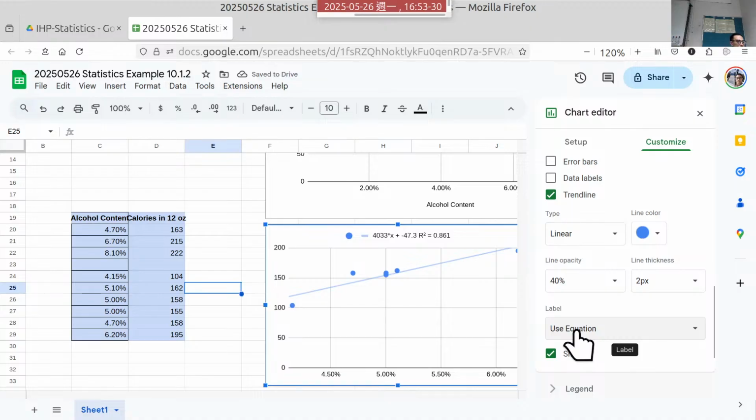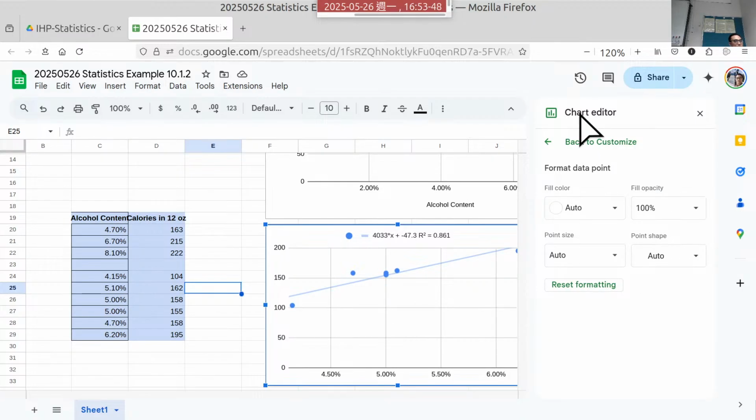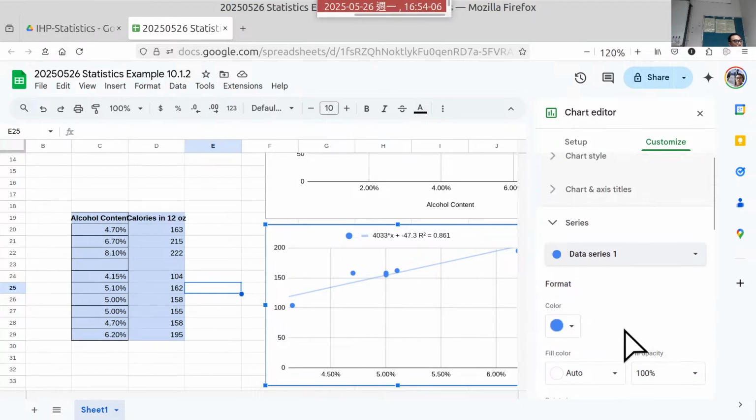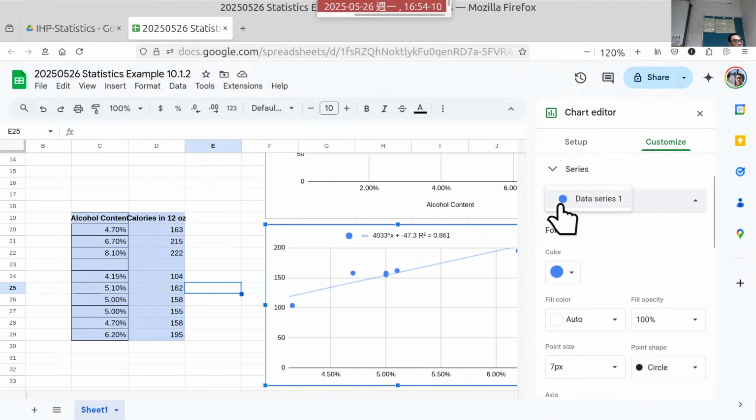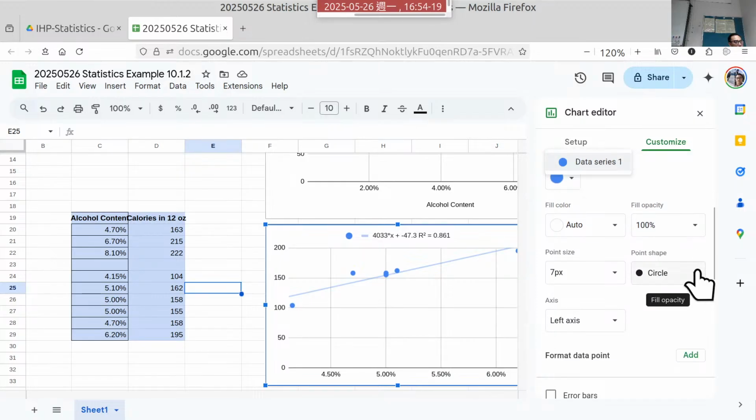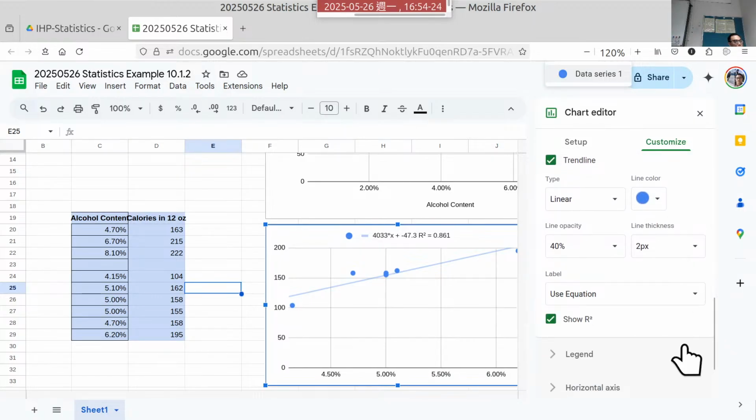Okay, got it. Oh, finally. Okay, and if you want to show the R square, the R square is here, and to show the equation, click here, click chart editor, and click customize, and move to series, and here is a label, and please click use equation, and the equation is popping up like this.